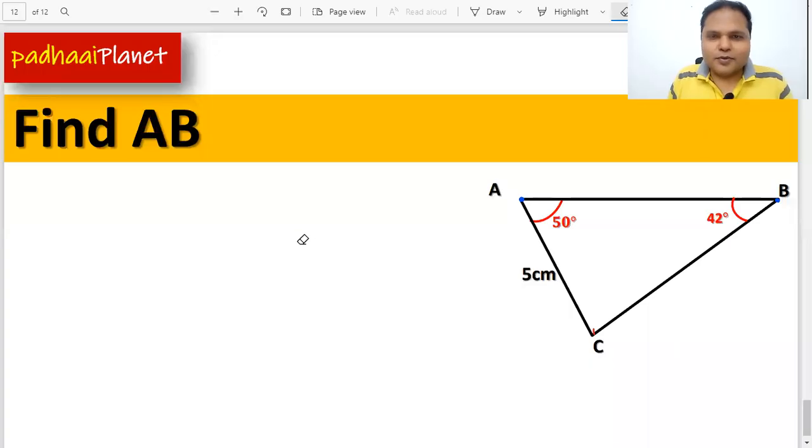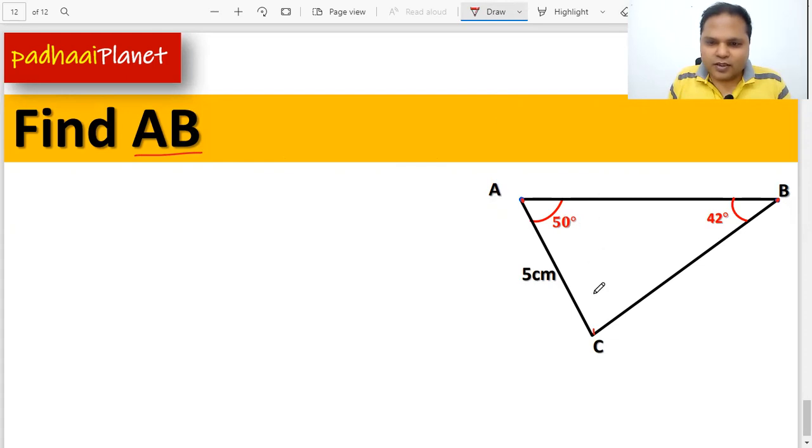Hi, welcome. So we've got a question here, and the question says that there is a triangle ABC, and we need to find out the length of AB, which is basically this point to this point. Now, we don't have any right angled triangle here.